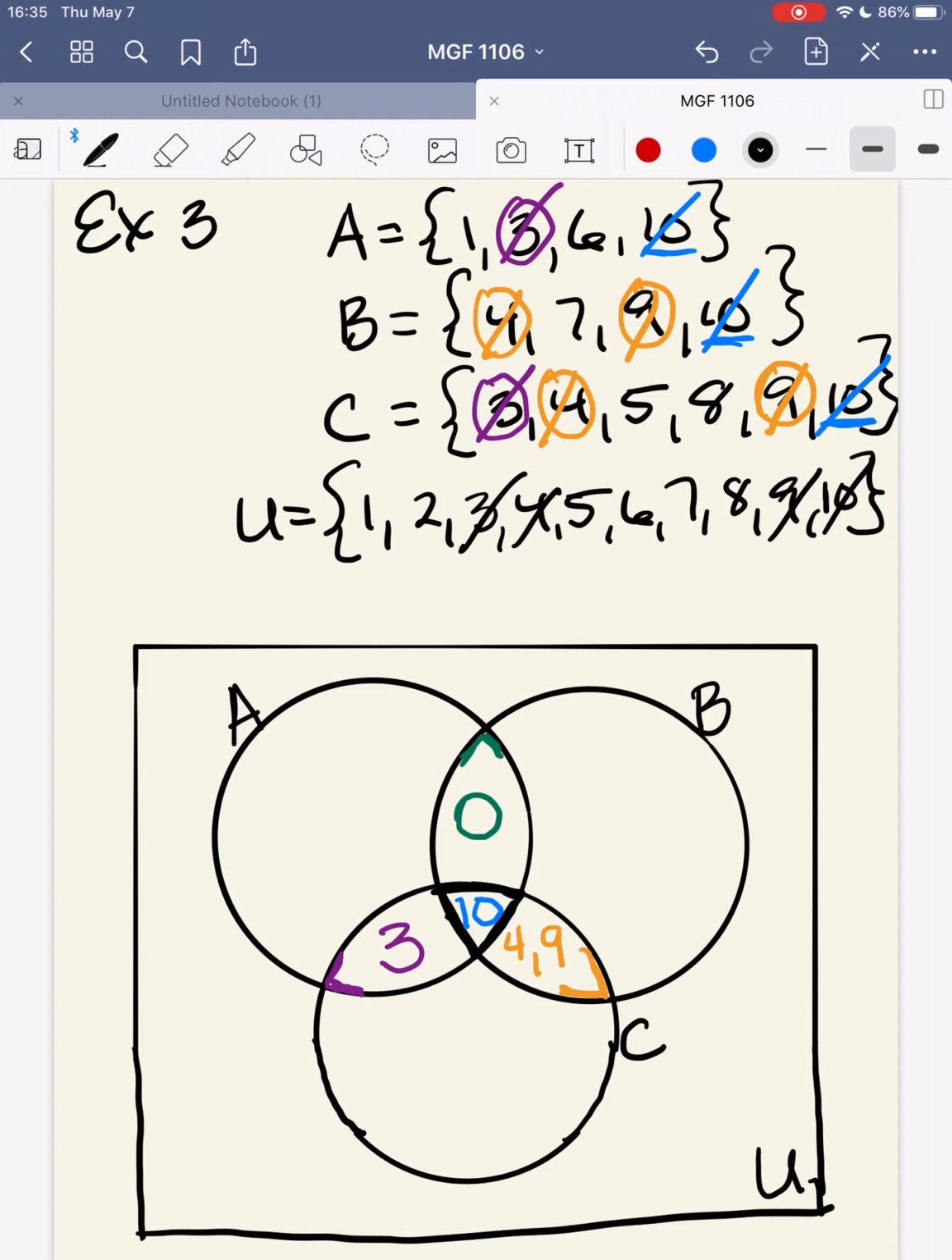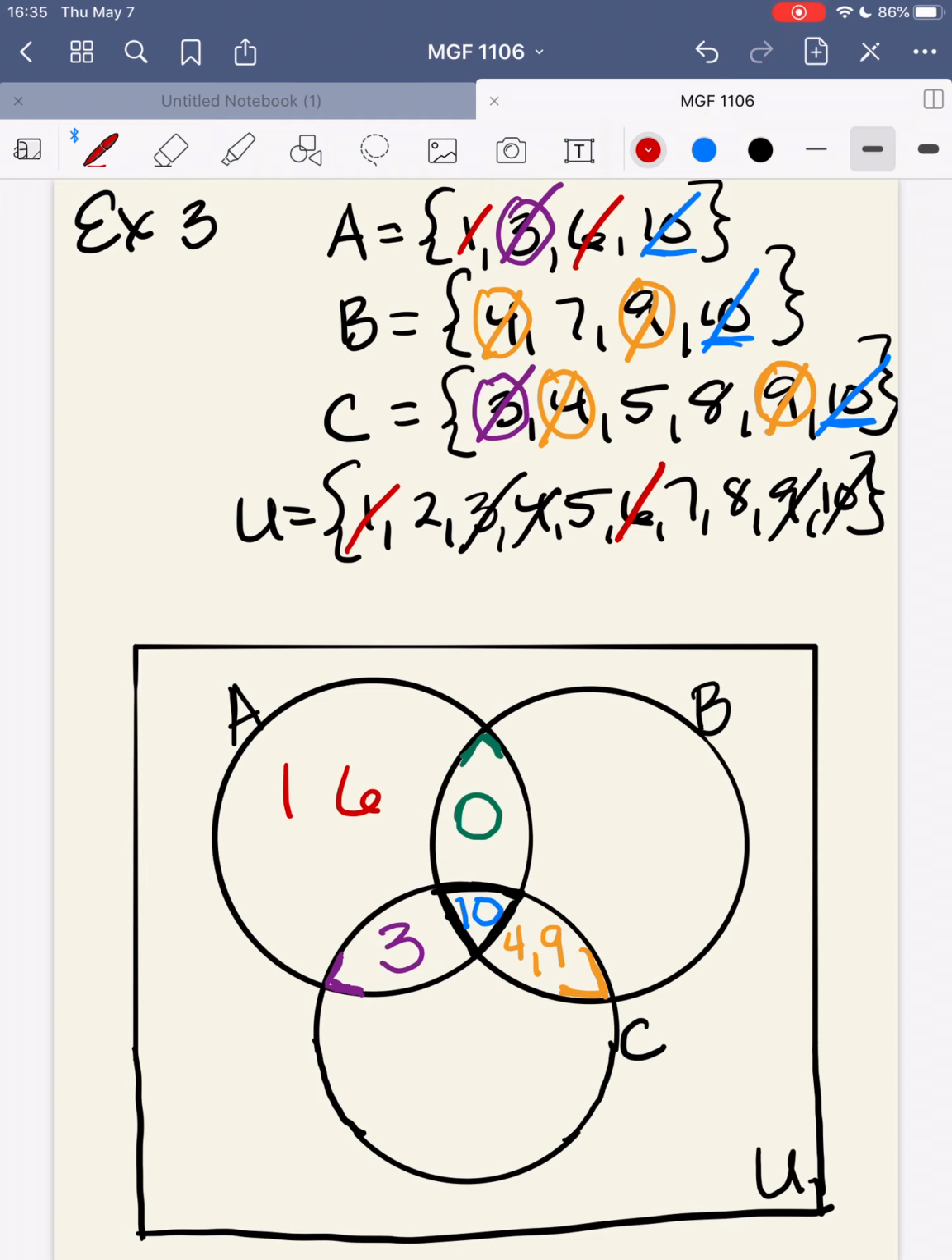Okay, now elements that are only in A. All right, elements that are only in A are 1 and 6. So 1 and 6 also come out of the universe.